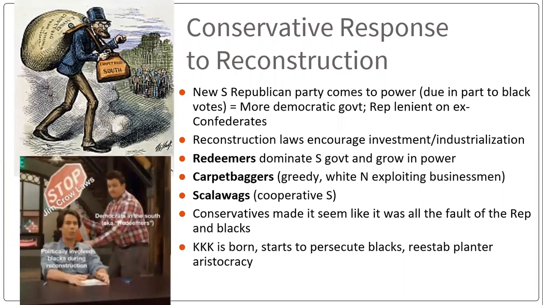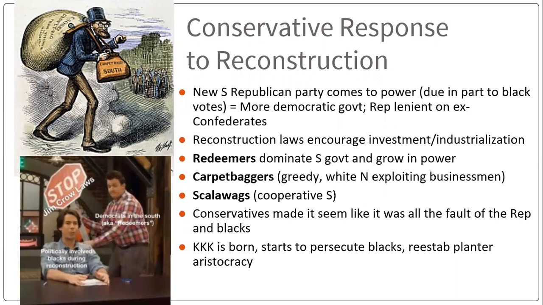All right, so how are conservatives going to respond to Reconstruction? A lot of the Southern Republican Party is going to come into existence, mostly due to African-American votes. That means more democratic government, more people are voting. The laws are going to encourage a lot of investment and industrialization in the South from northern investors.